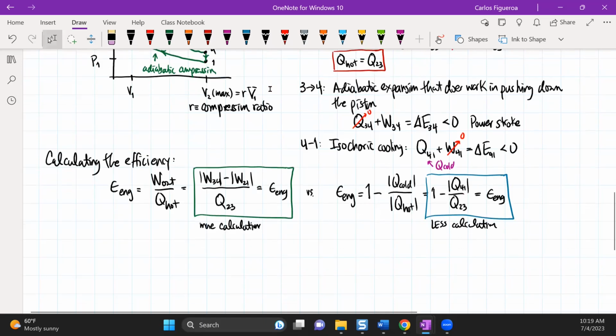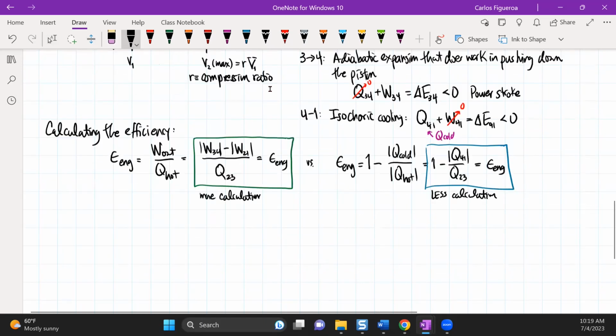Now, what I want to talk about next is the diesel engine. So the diesel engine cycle.